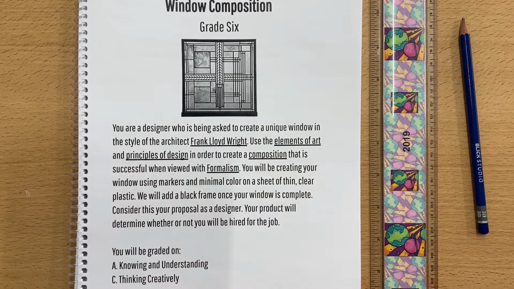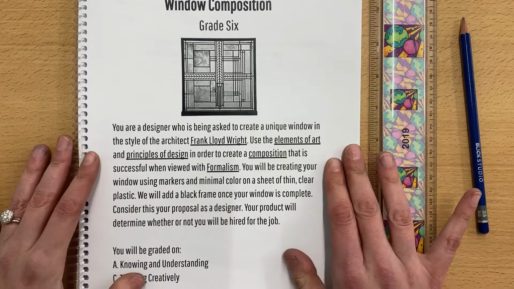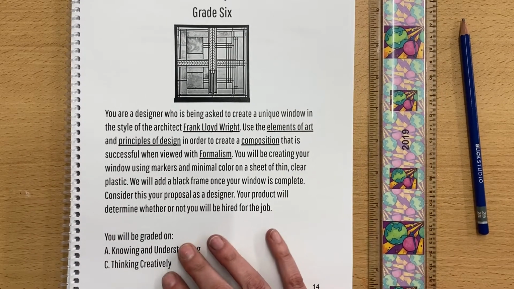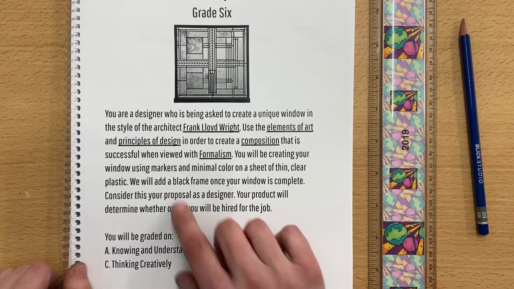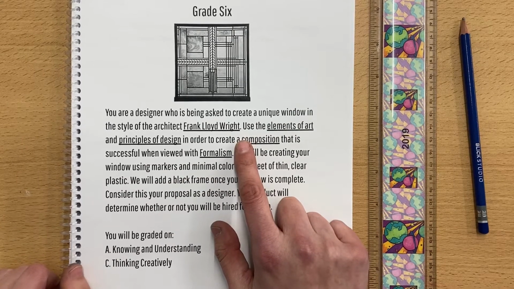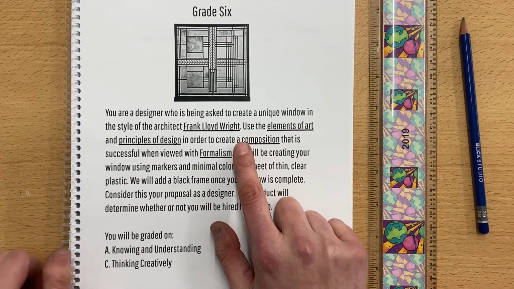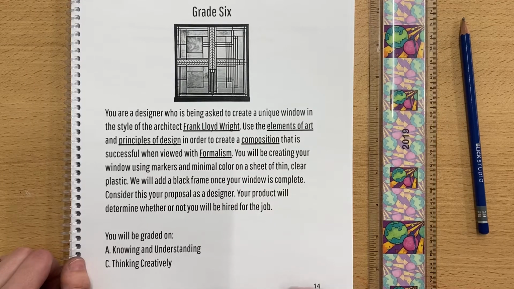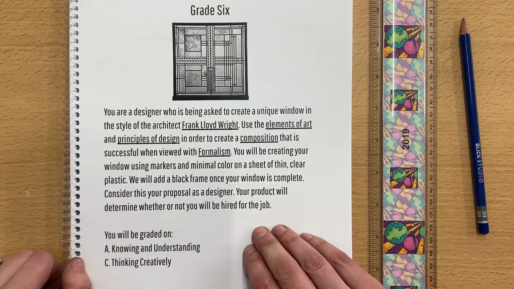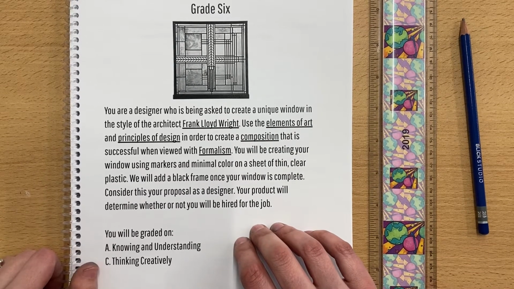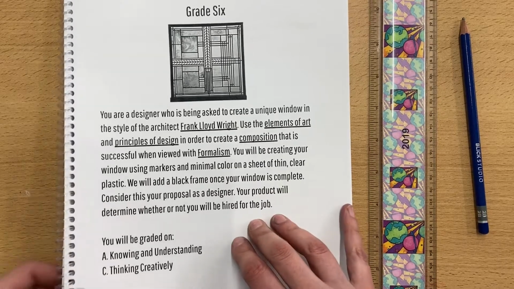Hello, sixth grade. We are getting started with the sketches for our window composition project today. Just to remind you, you're being asked to imagine that you are a designer who's been asked to create a unique window in the style of Frank Lloyd Wright. You want to use elements of art and principles of design in order to create a composition that is successful when viewed with formalism. All right, so we are going to work on our sketches today.